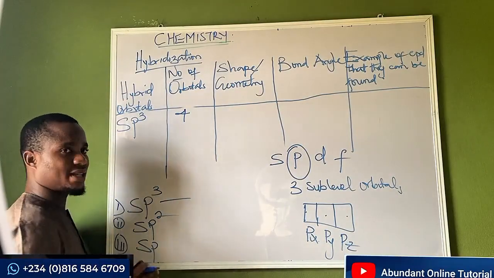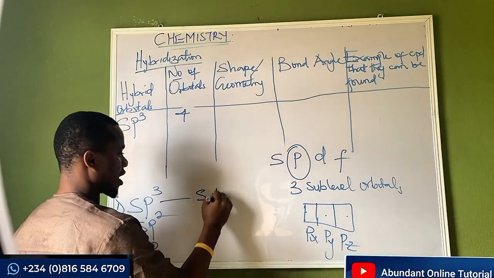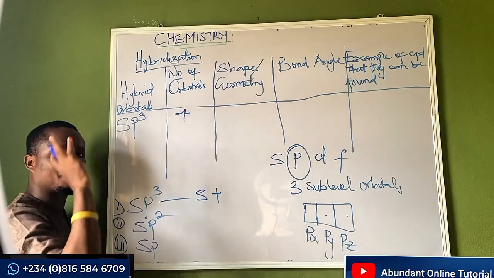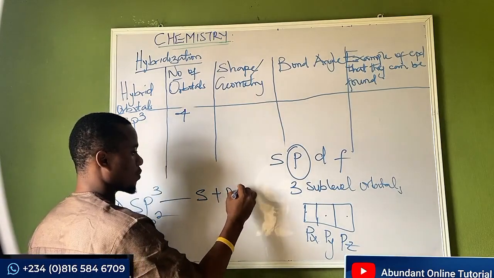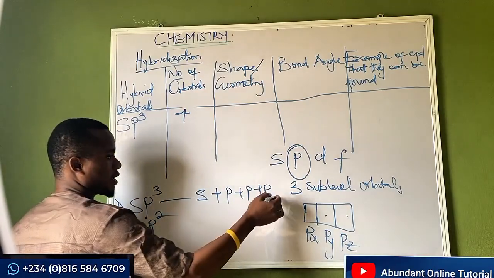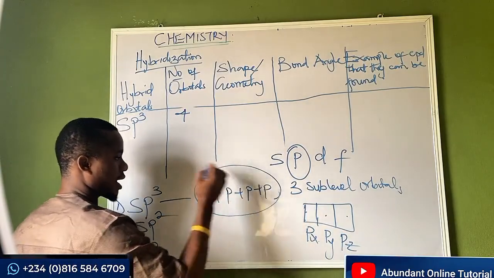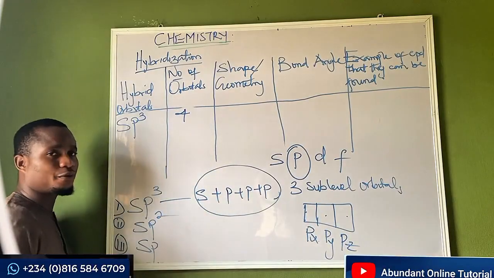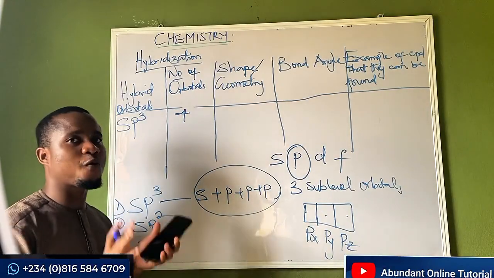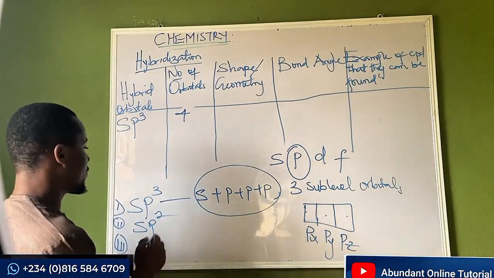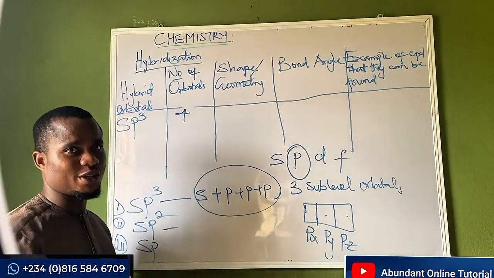Look at the orbitals here. We have s and we have p orbitals, right? These p orbitals are 3. So s plus p. Summing the two, mixing the two together, we have 1, 2, 3, 4. Therefore, sp3 has 4 orbitals.